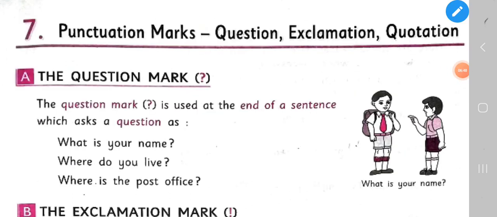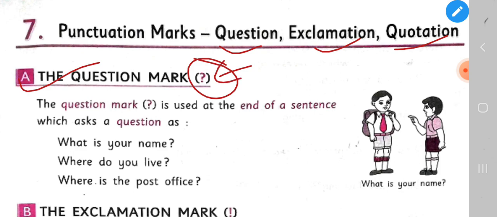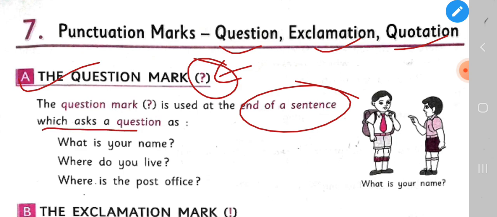Children, now let's start chapter 7, punctuation marks. In this chapter we will know about question, exclamation and quotation marks. So now let's start first of all with a question mark. Children, this is a question mark. The question mark means this mark is used at the end of the sentence which asks a question.